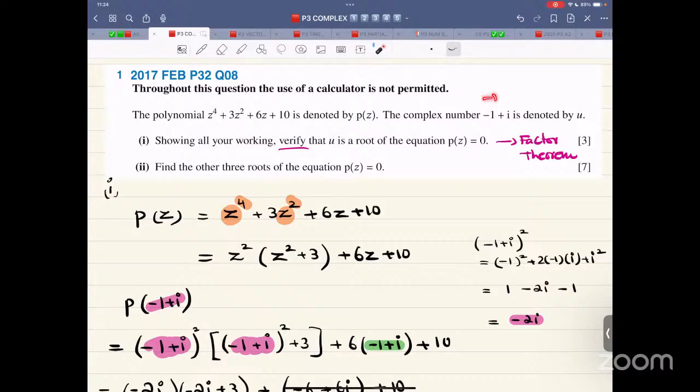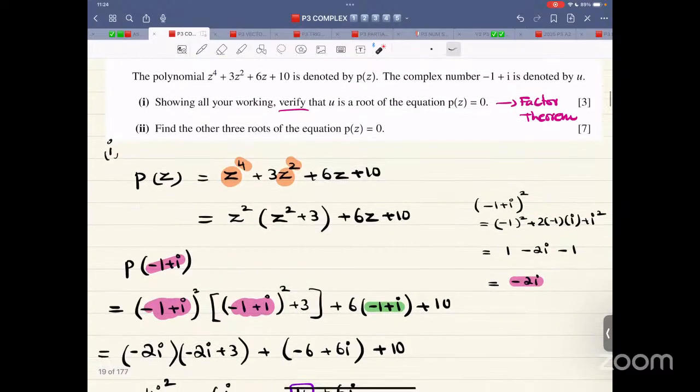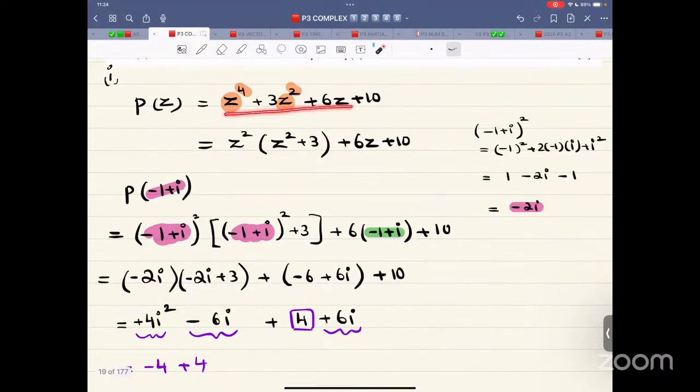So minus 1 minus i, that would be the second root. Okay. And then you have to find two more roots. So first of all, when I write this out, let me take common from these two. So I'm taking z squared common. And inside the bracket, this is z squared plus 3. So z squared, minus 1 plus i whole squared, that comes out to be negative 2i. So this is negative 2i over here. This thing also is negative 2i.